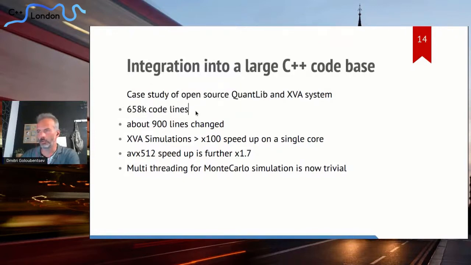Overall, we have a huge number of code lines. We had to change about 900 lines altogether to get it compiled and get it working. We see about 100 times speedup on a single core for this project, and I'm going to demonstrate it now.